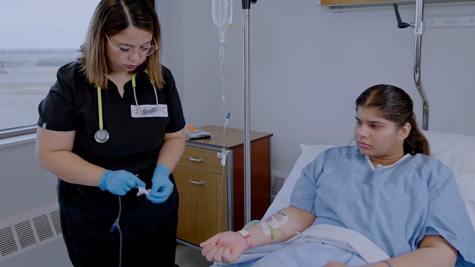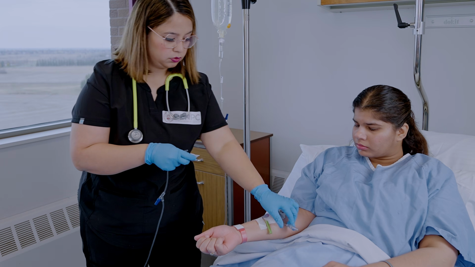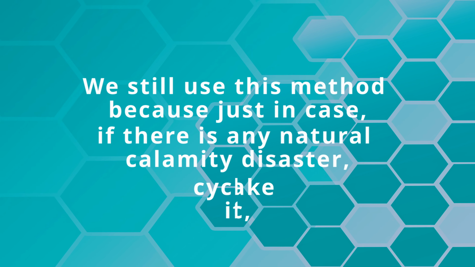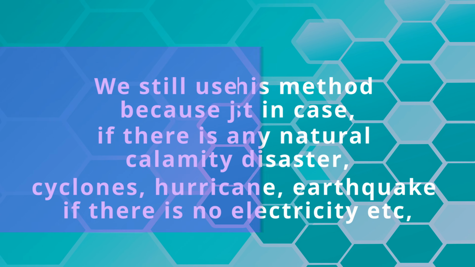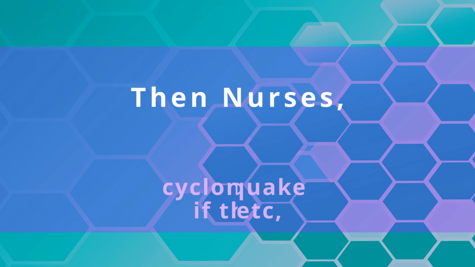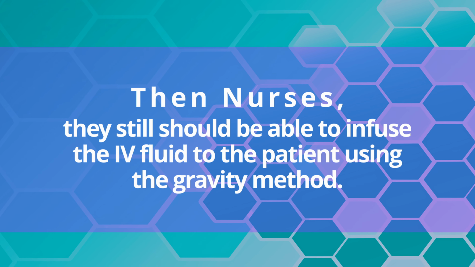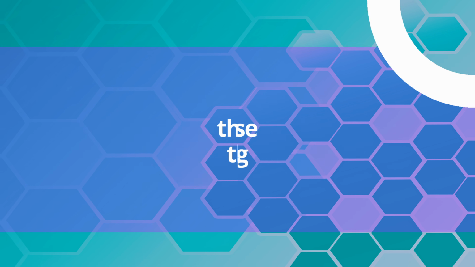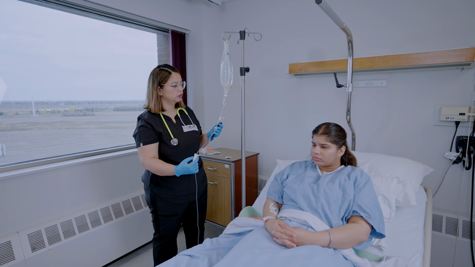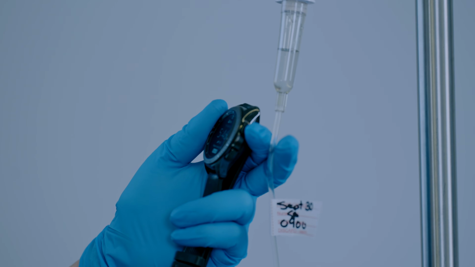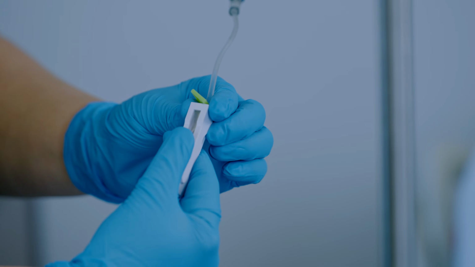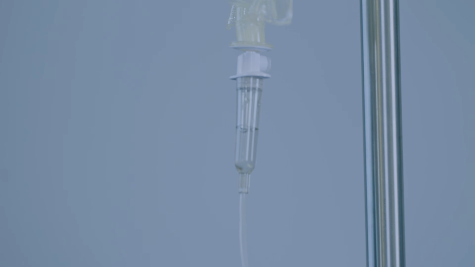And that's why we primarily use pumps, which you have already learned. We still use this method just in case there is any natural calamity, disaster, cyclone, hurricane, or earthquake and there is no electricity. Then nurses should still be able to infuse the IV fluid to the patient using the gravity method. So this is pretty simple. You need to learn counting the drops and adjusting the roller clamp, and how you can fiddle with the roller clamp to make sure that you're getting the exact drops per minute.